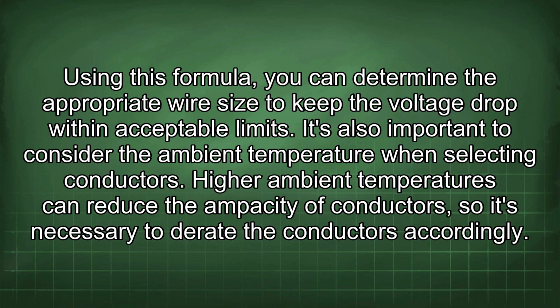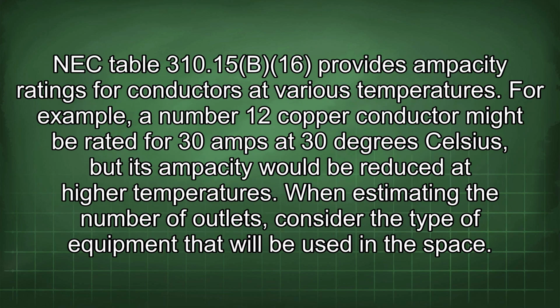Using this formula, you can determine the appropriate wire size to keep the voltage drop within acceptable limits. It's also important to consider the ambient temperature when selecting conductors. Higher ambient temperatures can reduce the ampacity of conductors, so it's necessary to derate the conductors accordingly. NEC Table 310.15(B)(16) provides ampacity ratings for conductors at various temperatures. For example, a number 12 copper conductor might be rated for 30 amps at 30 degrees Celsius, but its ampacity would be reduced at higher temperatures.